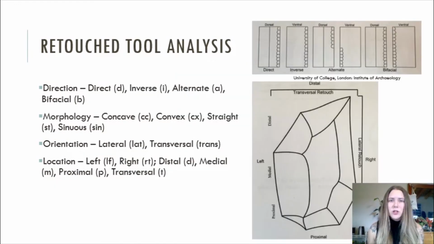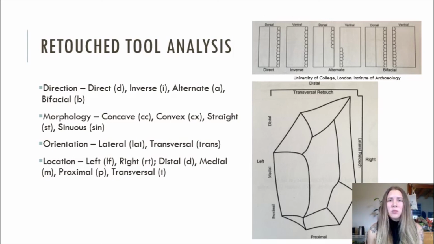Direction here refers to the area on which the retouch is present on either the dorsal or the ventral face. Direct indicates that the retouch is on the dorsal face, whereas inverse indicates that it's on the ventral face. Alternating indicates that it's present on both faces in alternating places. So if you have a retouch here on the dorsal face, then on the ventral face retouch would be here, that would be considered alternating. And bifacial indicates a rather continuous presence of retouch on both faces.